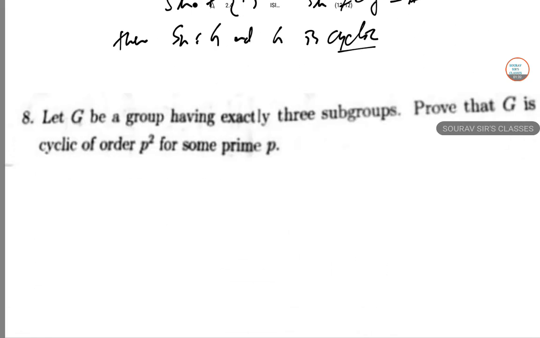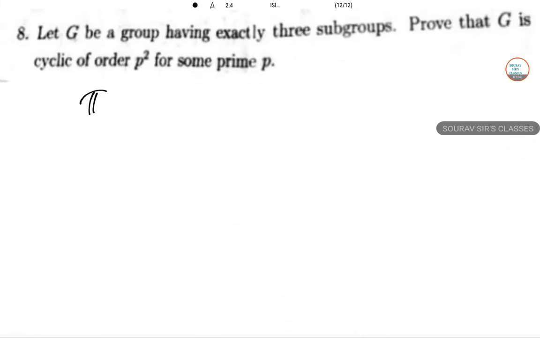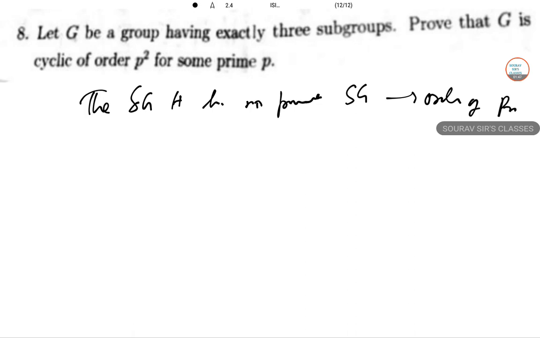So the subgroup H has no proper subgroups. So this is actually of prime order. So the order of H equals p, and correspondingly the order of G equals pn, for some integer n maybe we can take.